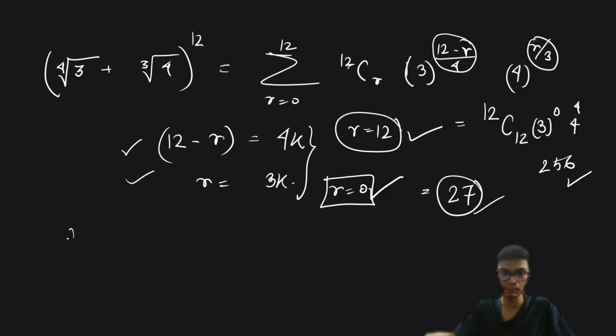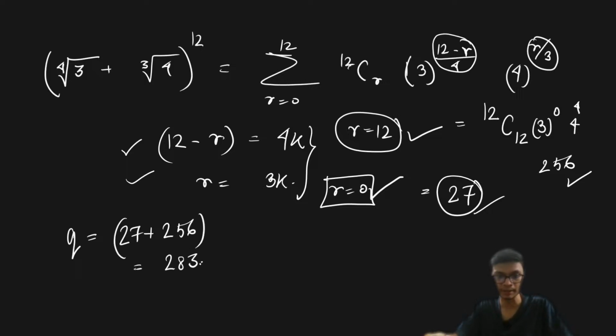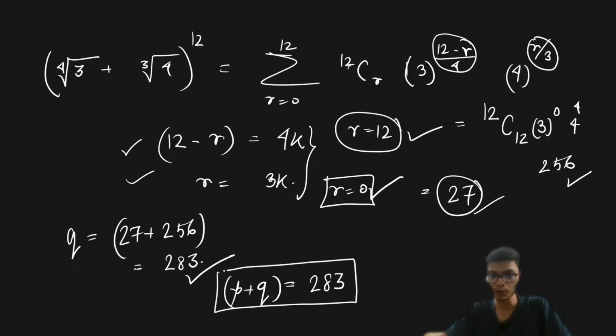So therefore the sum of all the rational terms, that is Q, is going to be 27 plus 256, and this particular sum is coming out as 283, right? So ultimately we have to report the value of P plus Q, and that is coming out as 283 because P is equal to 0. So that is going to be the answer for this particular problem.